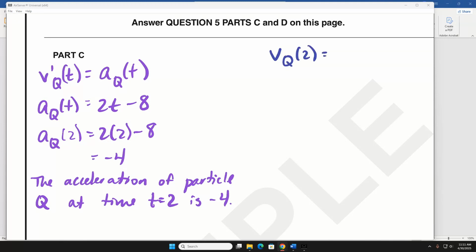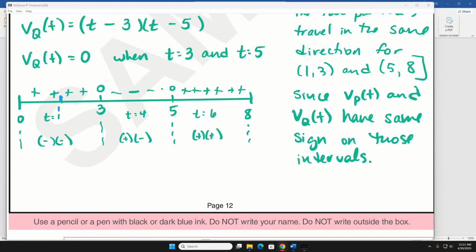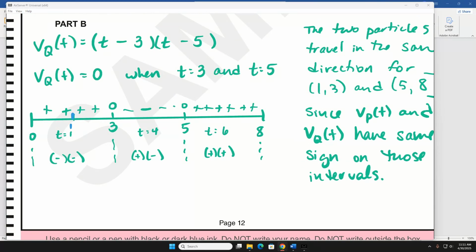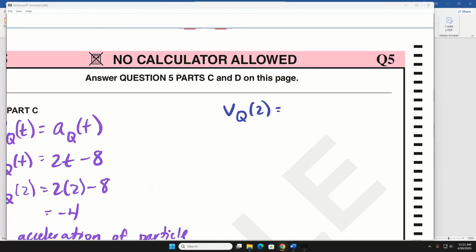Now, I technically don't have to know exactly what the velocity of Q is at time 2. I really just need to know if the velocity is positive or negative. So what do you guys think? Looking back at part B, positive, so 2 would be about right here. That's a positive velocity. So I would just say that the velocity of particle Q at 2 is greater than 0.